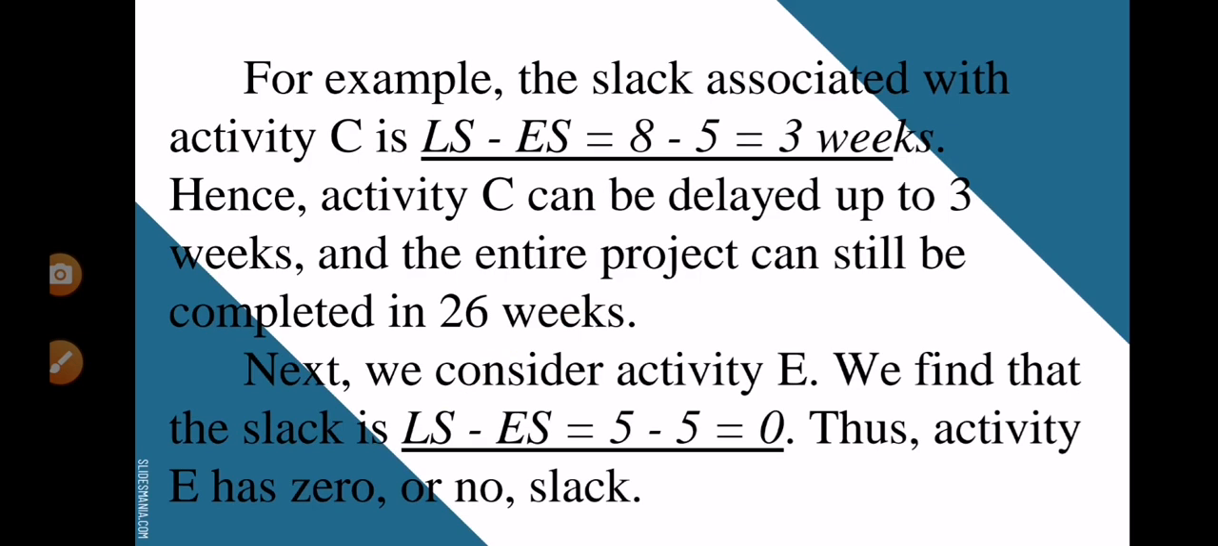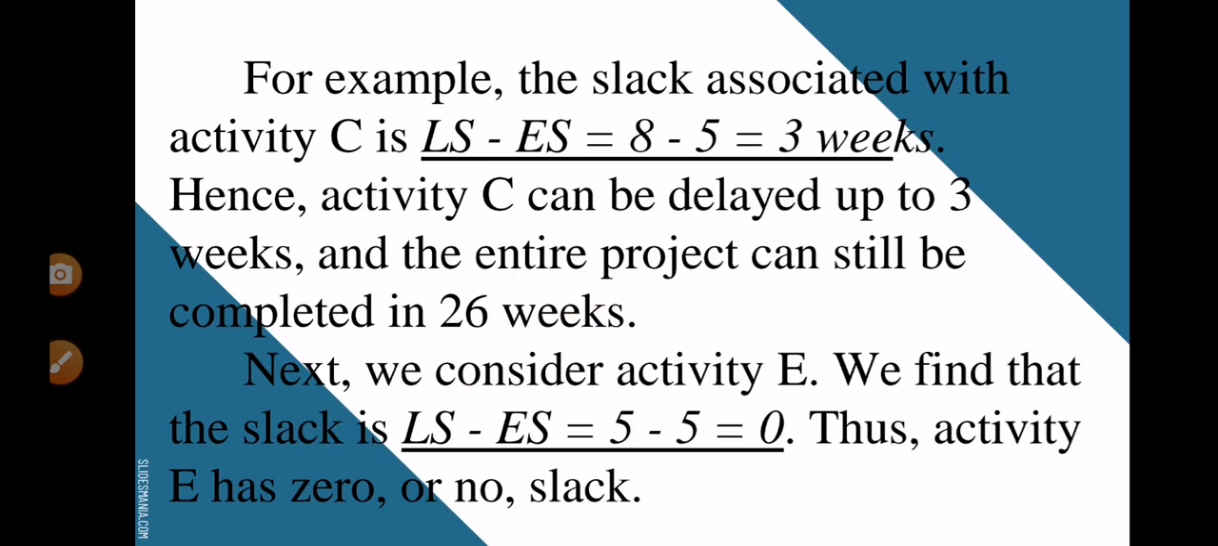For example, the slack associated with activity C is LS minus ES, so 8 minus 5 is 3 weeks. Hence, activity C can be delayed up to 3 weeks and the entire project can still be completed in 26 weeks. So whether activity C is delayed by 2 weeks, 1 week or 3 weeks, in starting or finishing, the entire project will still be finished in 26 weeks.